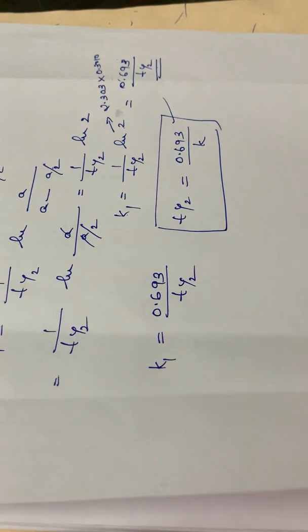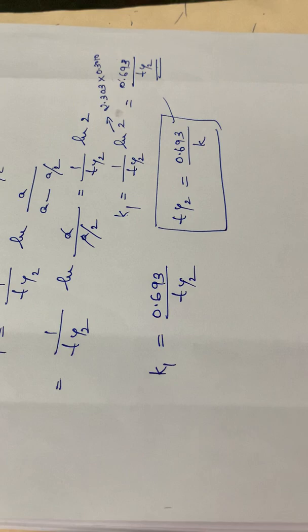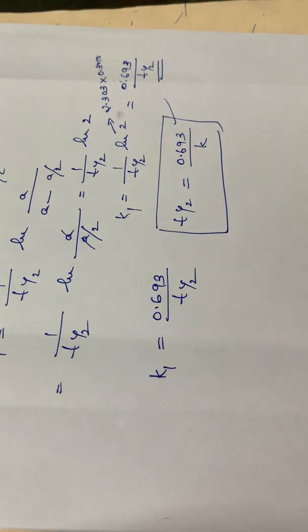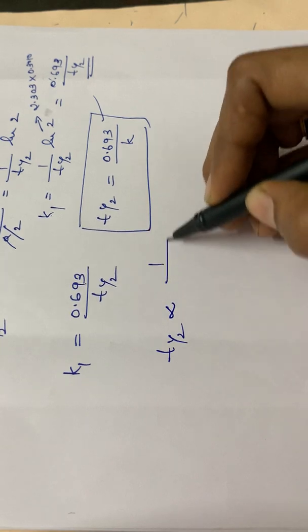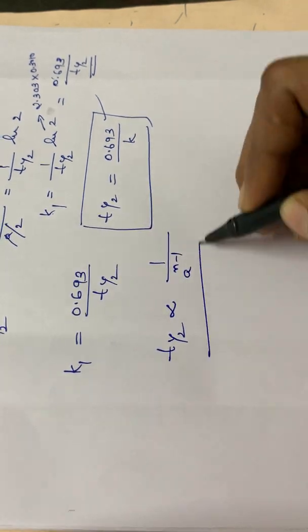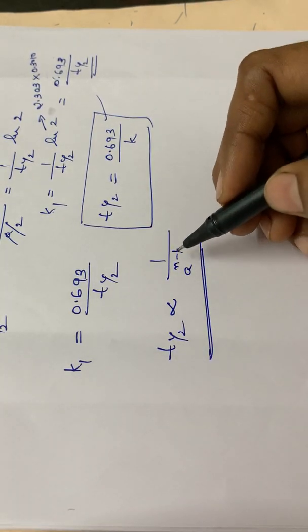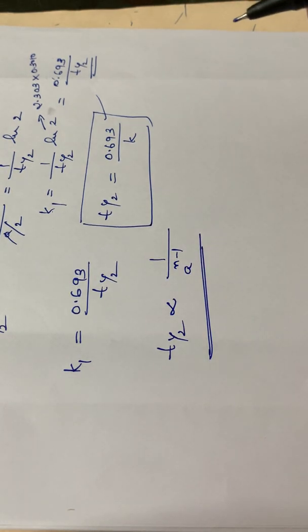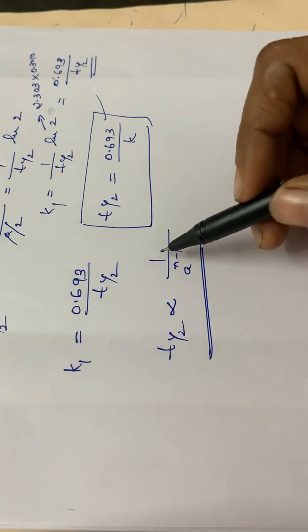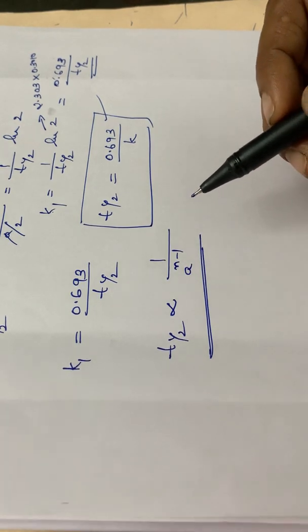Then there is a general expression for the half-life period: T half is directly proportional to 1 by A raised to n minus 1. By substituting different values for n, you can calculate T half. So T half is directly proportional to 1 by A raised to n minus 1.